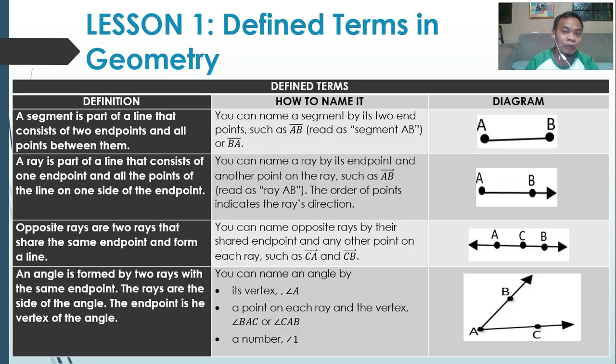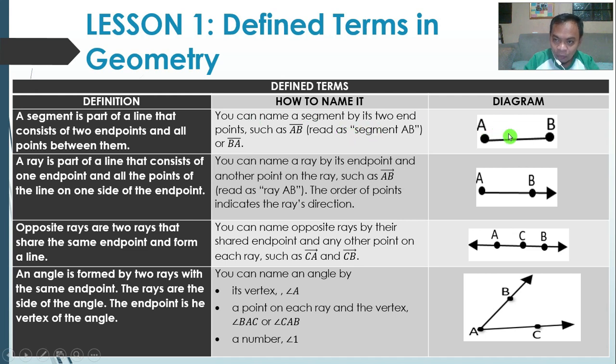Pag sinabi natin defined terms, ibig sabihin yan ay meron po siyang exact definition. Okay? Yung undefined terms don't have an exact definition, but the defined terms in geometry, ibig sabihin nito ay meron po siyang exact definition. So first, we have here the definition: a segment is a part of a line that consists of two endpoints and all points between them.